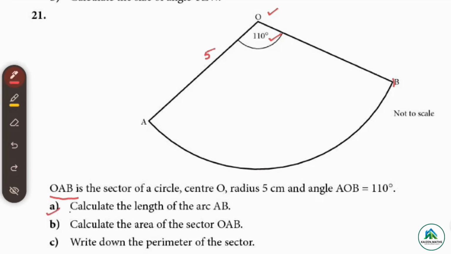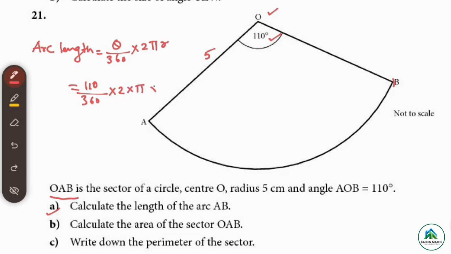The first one is given, calculate the length of the arc is equal to theta over 360 into 2 pi r. Why? Because 2 pi r is the circumference of the circle over 360. Okay. So now what we can write? This is 110 over 360 multiplied by 2 into pi into 5.